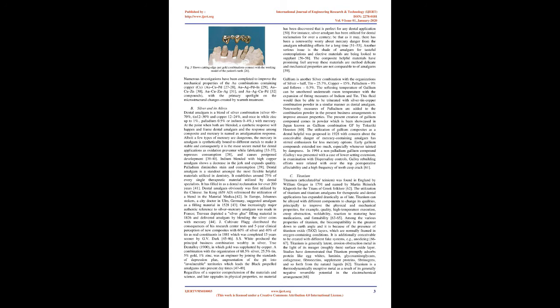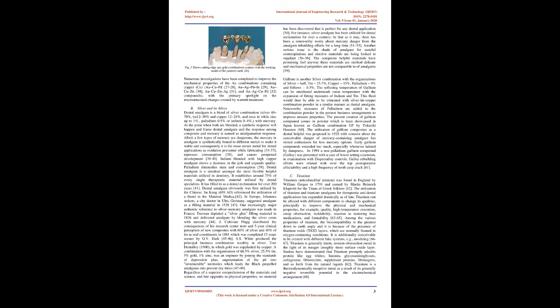B. Silver and its alloys. Dental amalgam is a blend of silver alloy: silver 40 to 70%, tin 12 to 30% and copper 12 to 24%, and once in a while zinc up to 1%, palladium 0.5% or indium 0.4%, with mercury. When both are mixed, a chemical reaction will happen and form dental amalgam, and the reaction between alloy and mercury is named the amalgamation reaction.